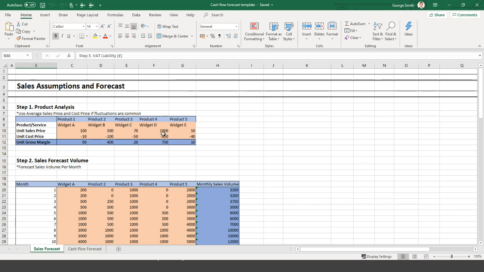The first thing we need to do is do some product analysis. So what I've done here is I said, look, I sell 5 products, 5 widgets, and I've identified a sales price and a cost price for both of those. Now, things we need to think about here.